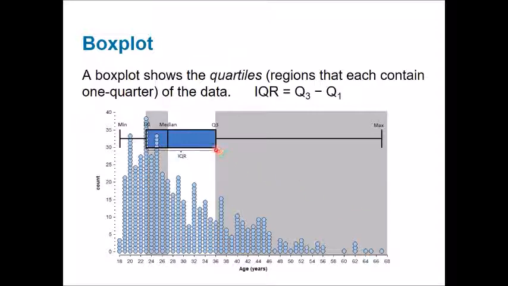The interquartile range, the IQR, is the length of the boxes. It can be calculated by subtracting Q3 minus Q1. For this data, that would be 36 minus 23. So the IQR equals 13.